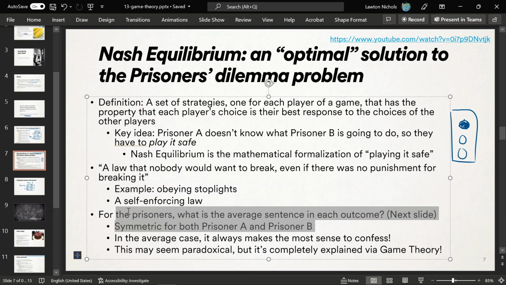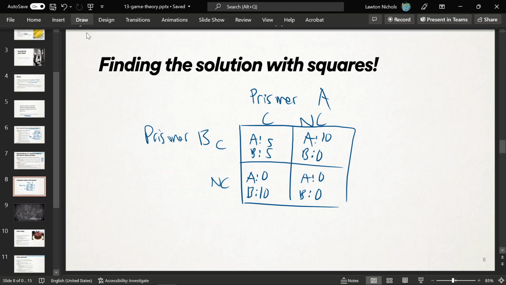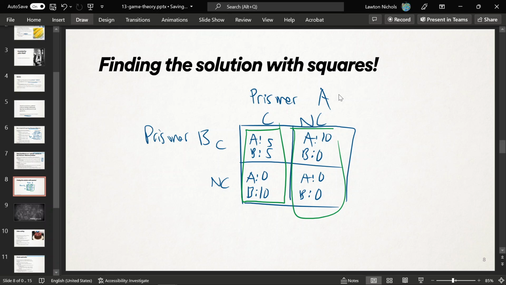Okay? So now, the question is, what is the average sentence in each outcome for each prisoner? And it's actually symmetric. So we can talk about this from the point of view of prisoner A or the point of view of prisoner B. It doesn't matter. Do I want to consider all these possibilities for prisoner A confessing and not confessing? Or do I want to consider the options from prisoner B's perspective? If they confess, this could happen. Or if they don't confess, this could happen. It's symmetric. So let's just pretend we're thinking about this from the point of view of prisoner A. If prisoner A confesses, we don't know what B is going to do, but we have one of two options. And if prisoner A does not confess, we're not sure what B will do, but at least we know our options.